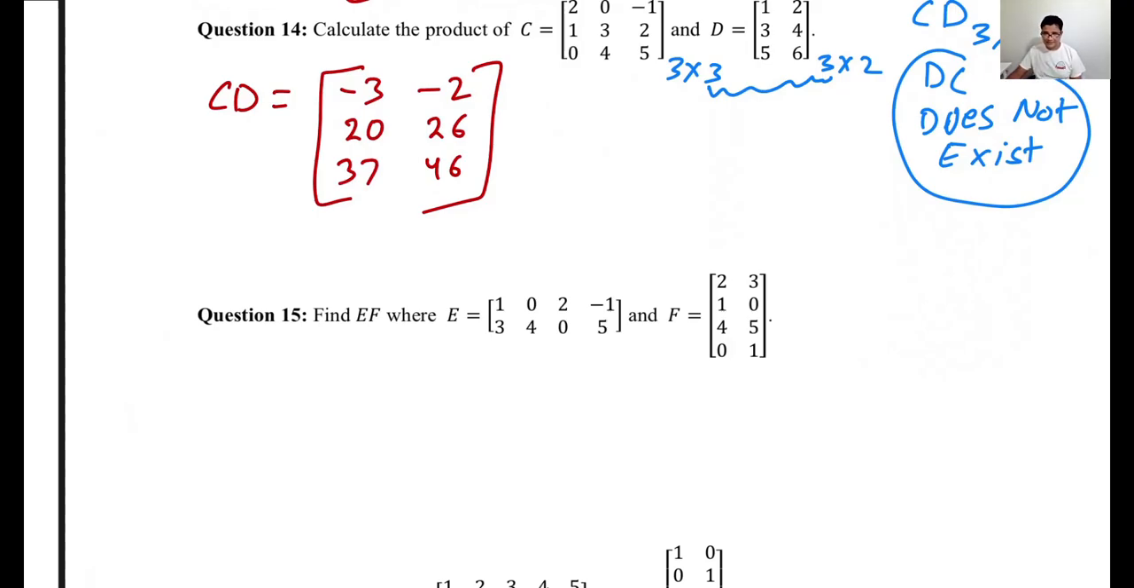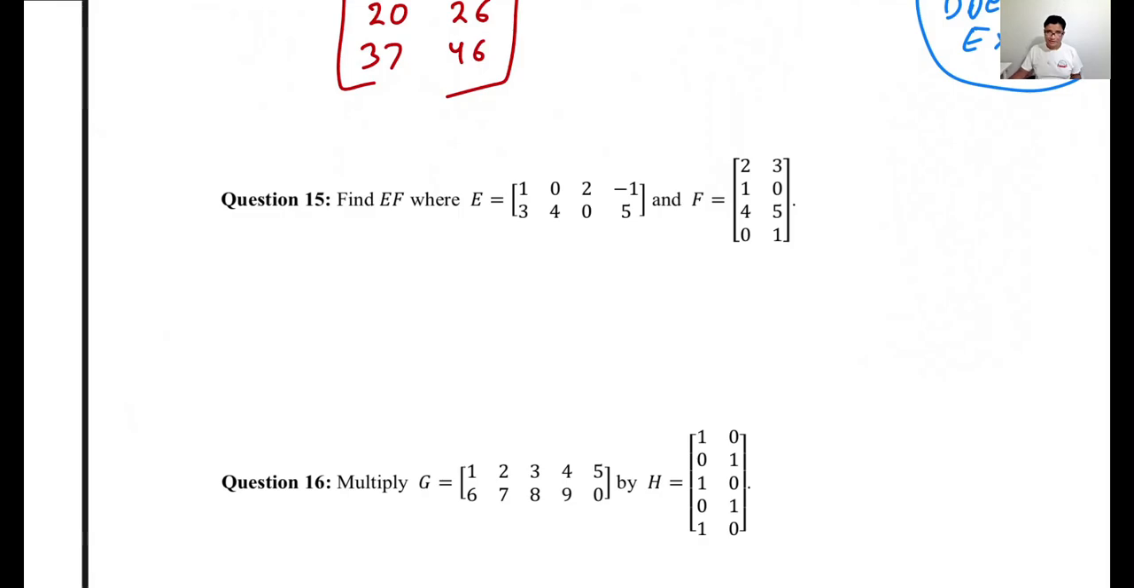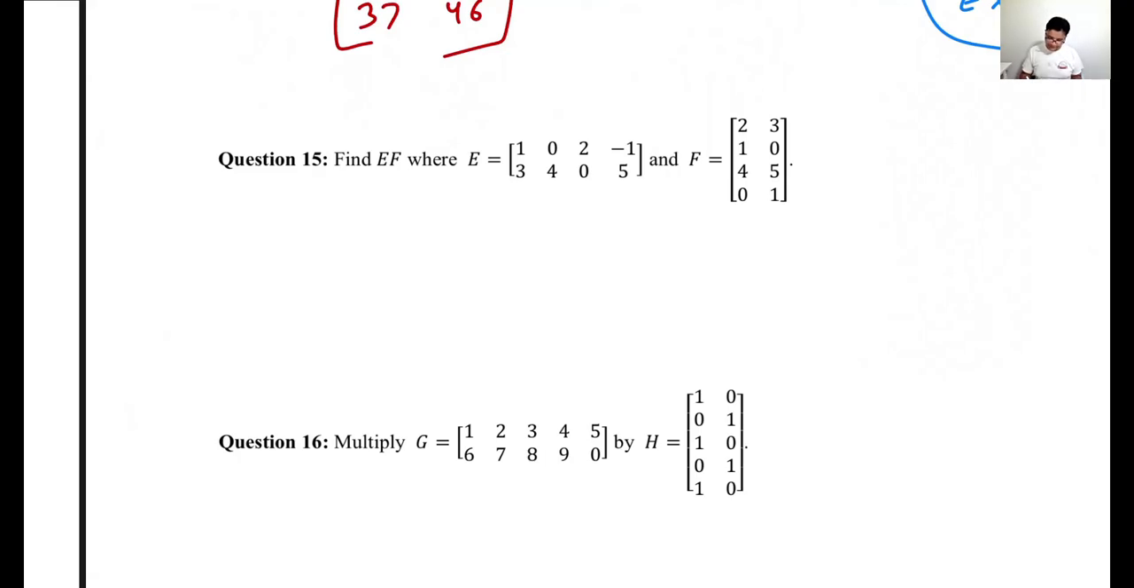Let's check your answer and then do similar work with EF, where we can see E and F there. You can multiply and check your work. And also after that, multiply G by H, it says. Question number 16, in that we will do HG. EF here and HG there. Two more problems for your practice. Please do it and check with me.